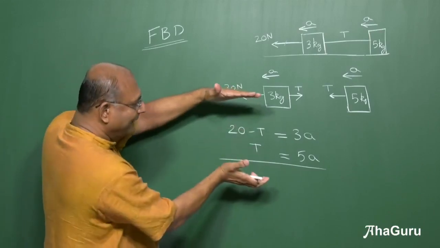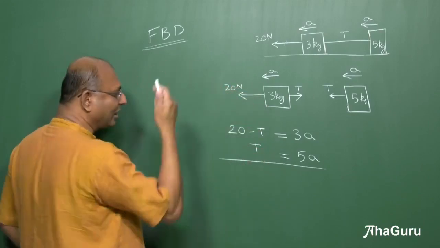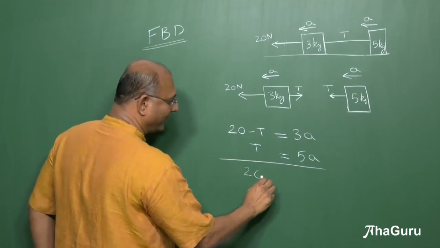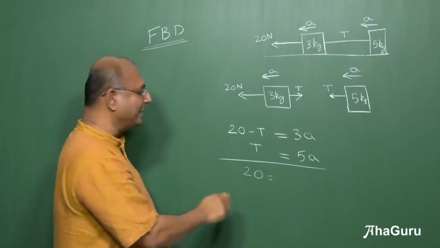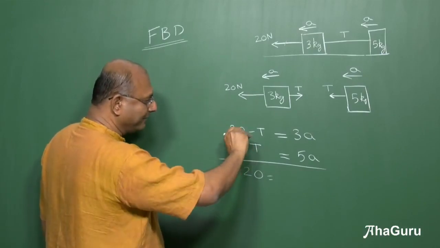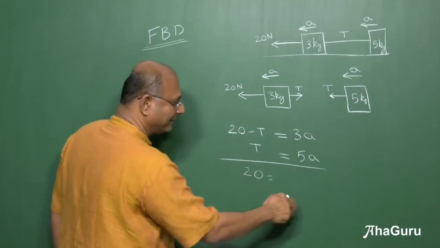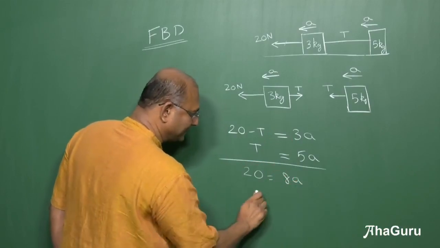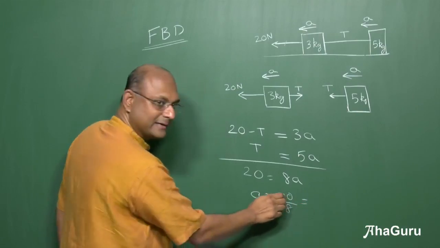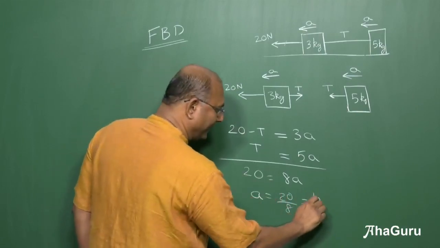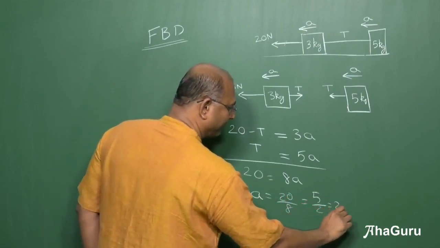Okay. Now, if I add this up, I can solve. If I add this, I will get 20, and T cancels out. Always write the equations one below the other. You'll find it's easy. Add 20, add 80. So what is it? 20 by 8, 10 by 4, 5 by 2, 2.5.